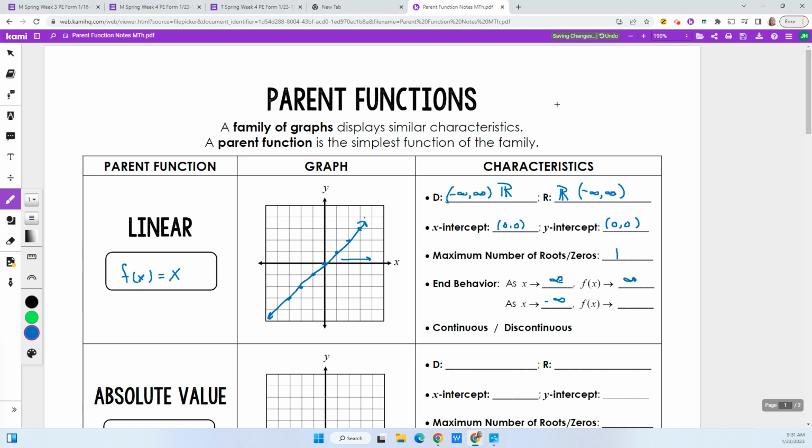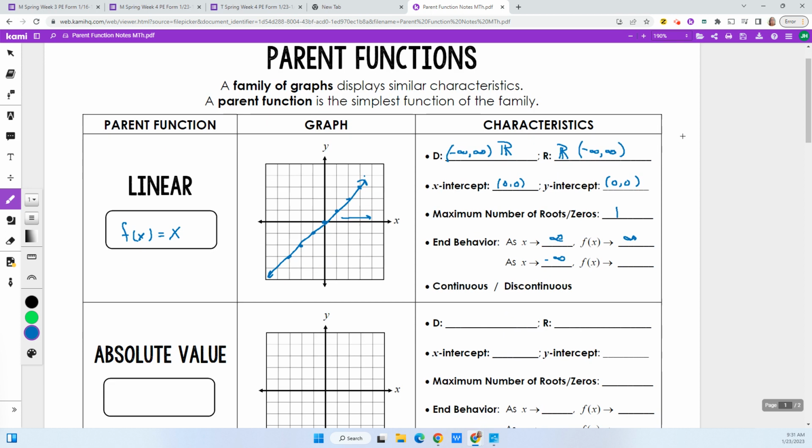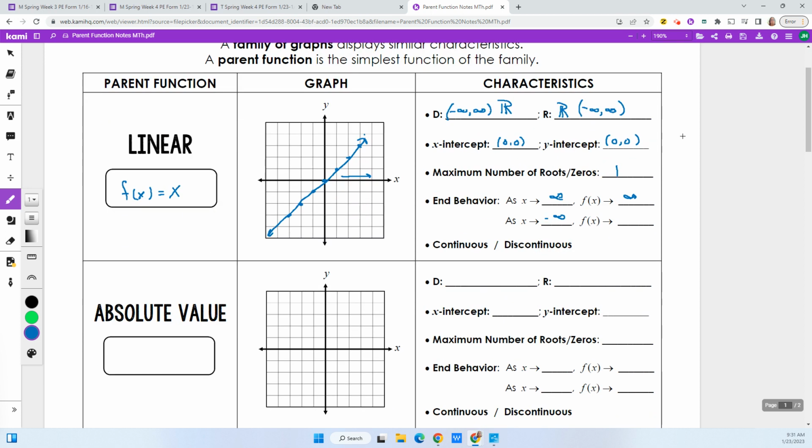Now, when you do your homework on this, you're not going to have to remember all of this information, but it's good for you to have as we move on. For the homework assignment you have in Delta Math, you just have to be able to look at a graph and tell me what the parent function is, which is why I said it helps to have this information in front of you. But you don't have to remember all of this stuff that's happening, but it will help you as we move on throughout this unit.